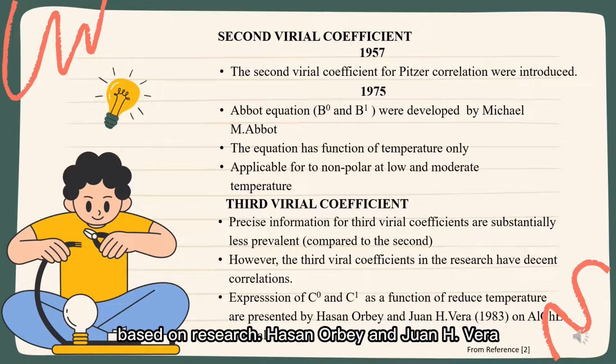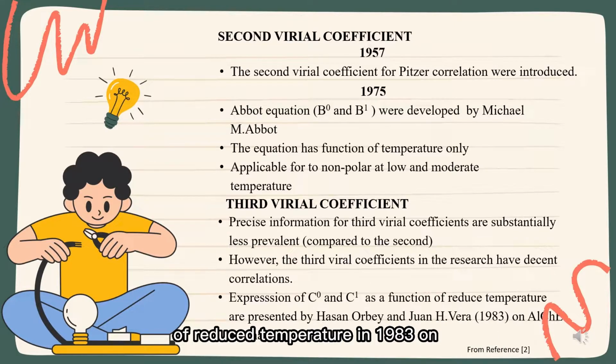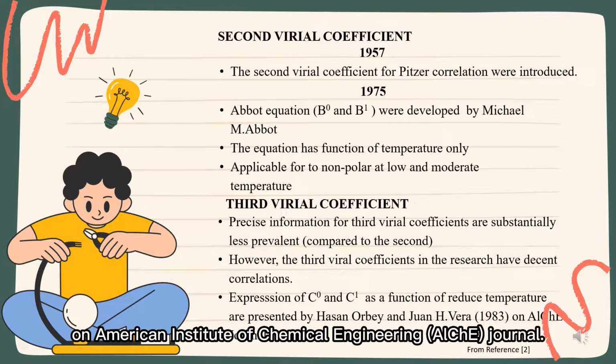Hassan Orbi and Yuan H. Vera presented expression of C0 and C1 as function of reduced temperature in 1983 in the American Institute of Chemical Engineering journal.